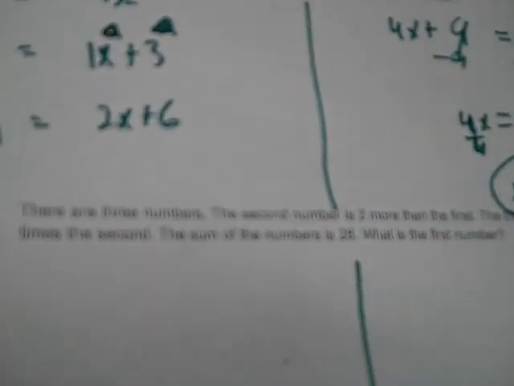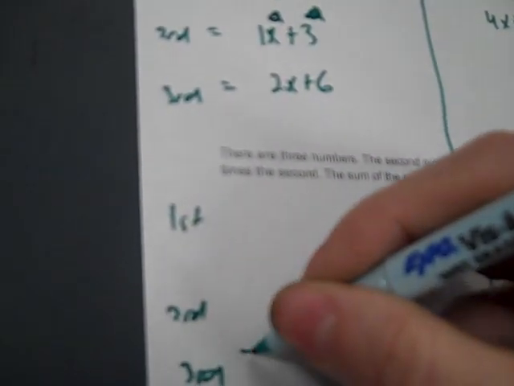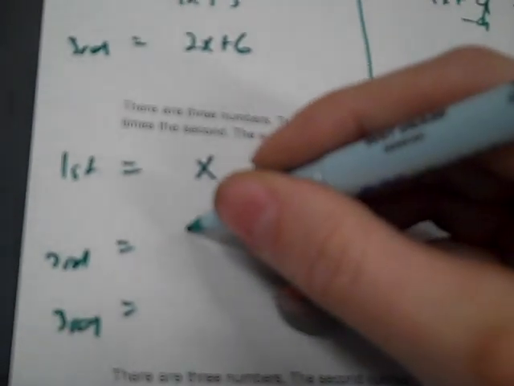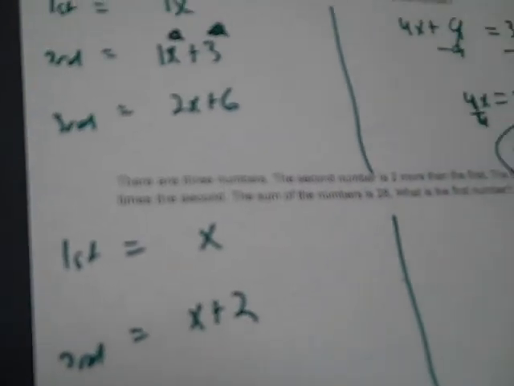Okay, there are 3 numbers. The second number is 2 more than the first. The third number is 3 times the second. Now the sum is 28. Okay, that means all 3 added together is 28. So the first, the second, the third. Again, it does not tell me anything about the first, so x. Okay, the second's 2 more than the first, so I put x plus 2. The third number is 3 times the second, so I take the second times 3, but I got to take the x and the 2 times 3, so that would be 3x plus 6.